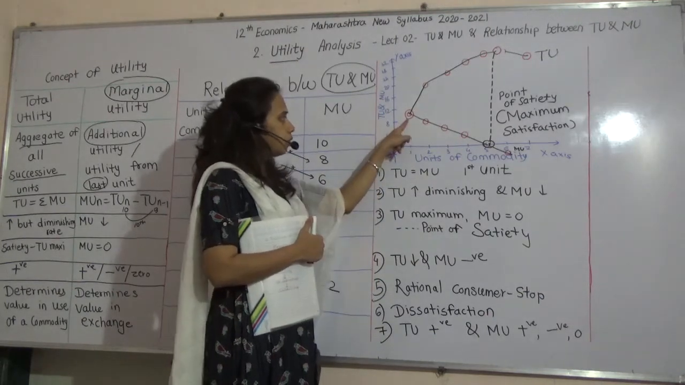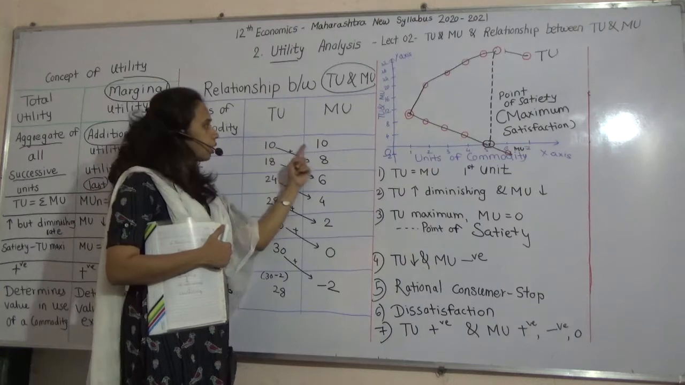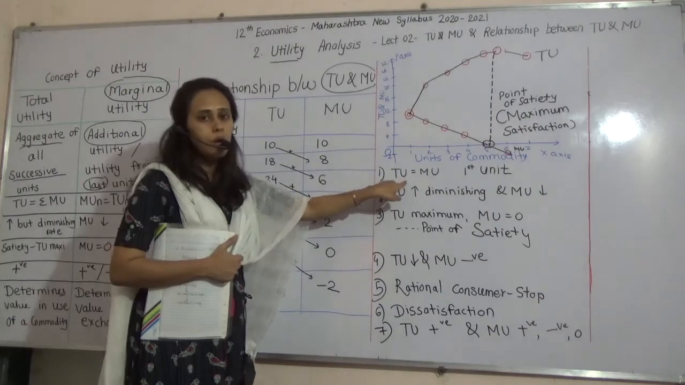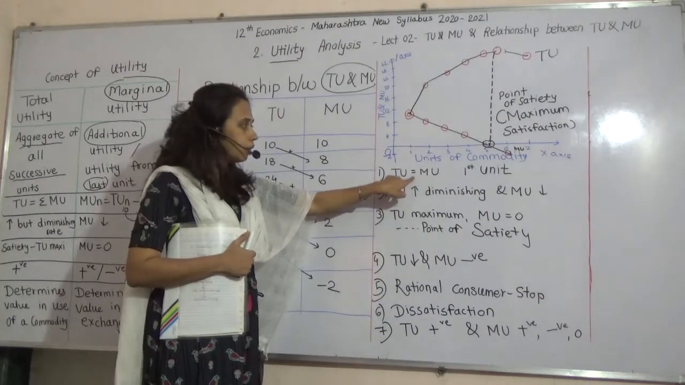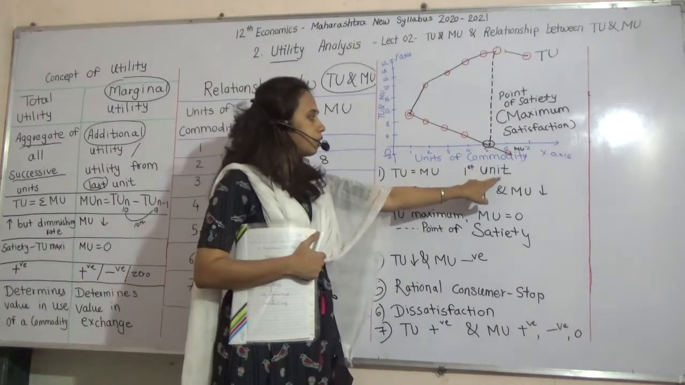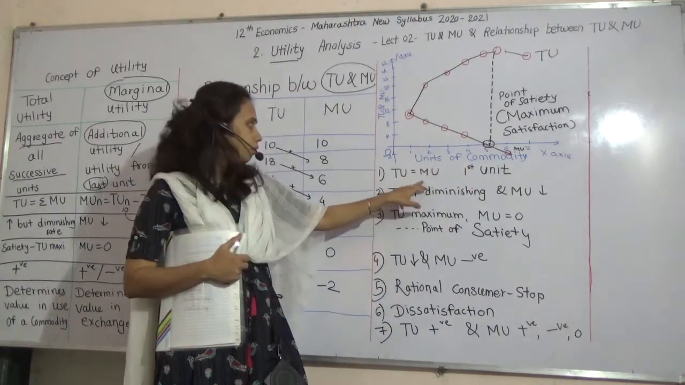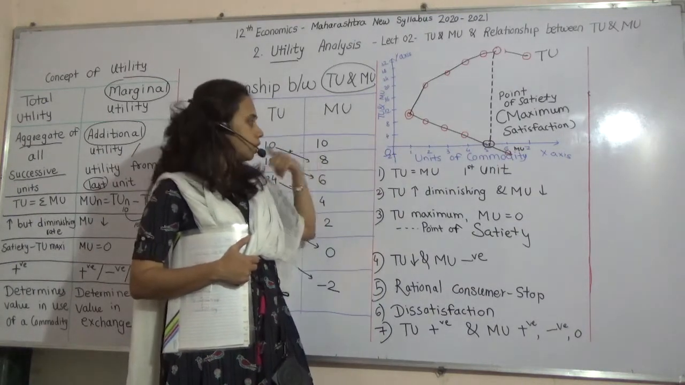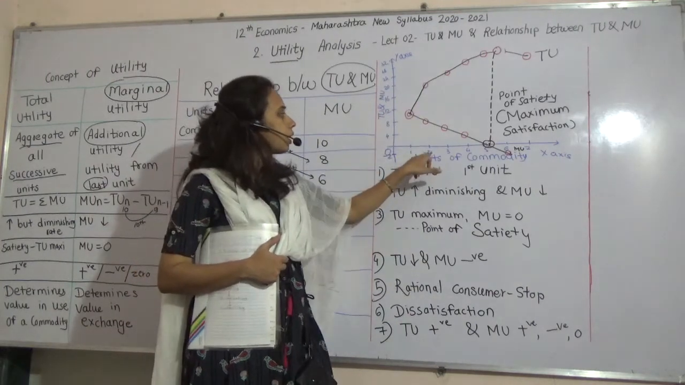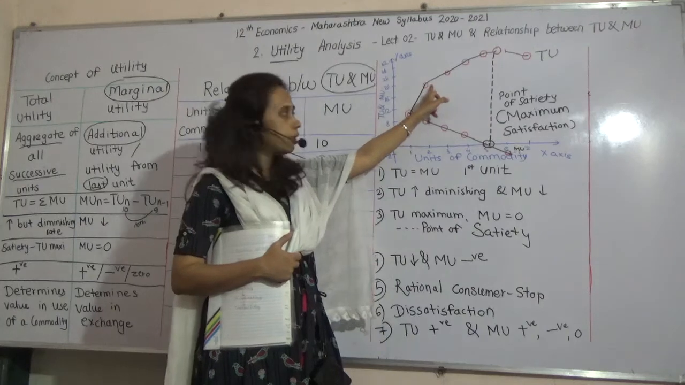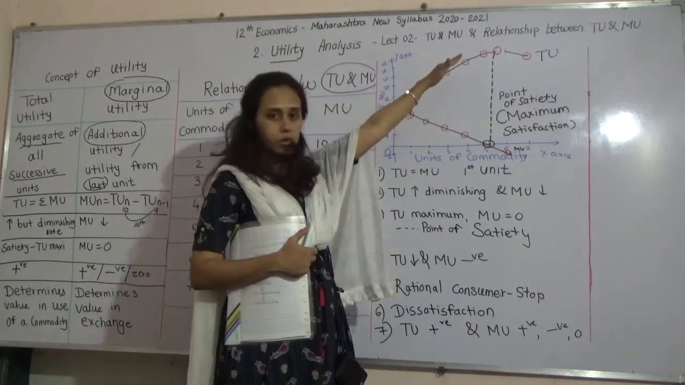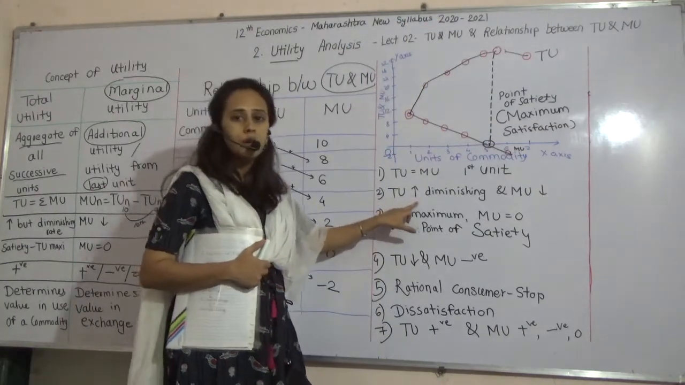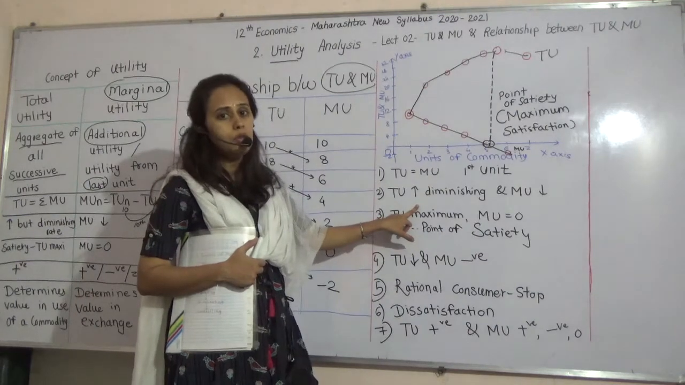Now you have seen that initially TU is 10, MU is also 10. So our first point will be that initially TU and MU are both equal. In the textbook they have given that for the first unit TU and MU are equal. We can see it's true. TU is 10, MU is also 10. With the consumption of the second unit, TU starts increasing. You can see it's increasing, it's going upward. So you will say TU starts increasing but at a diminishing rate.